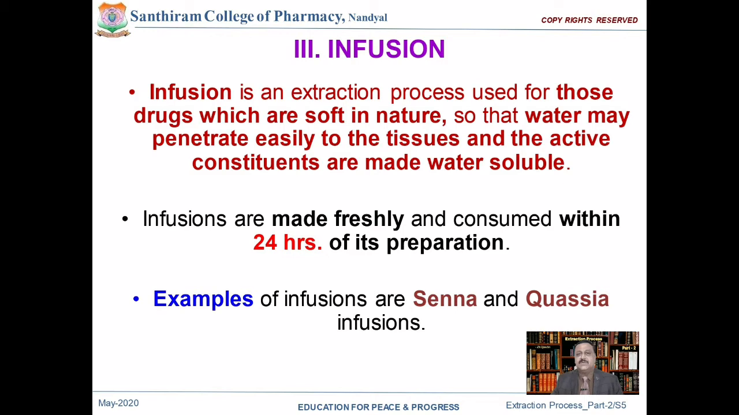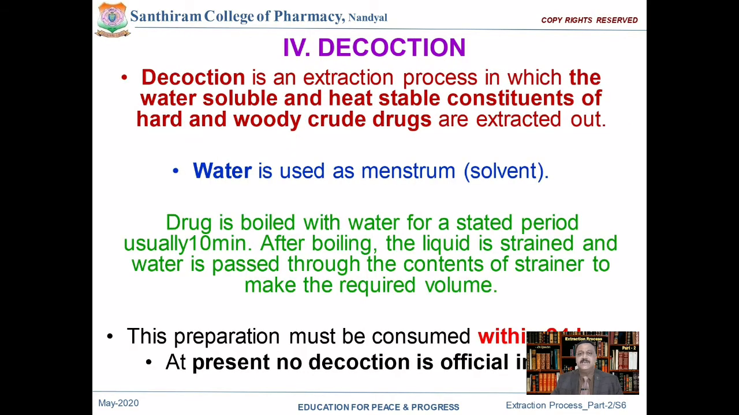The next process is decoction. Decoction is an extraction process in which the water soluble and heat stable constituents, that means constituents which are stable against heat, of hard and woody crude drugs are extracted out.